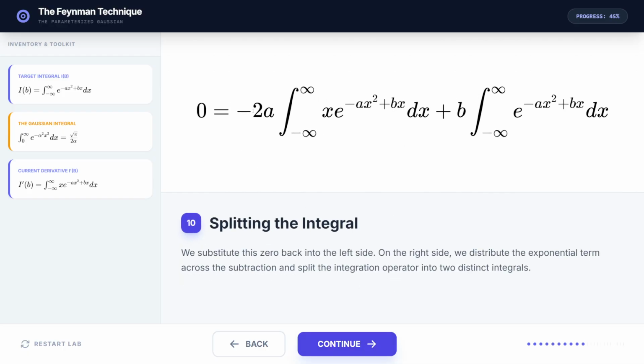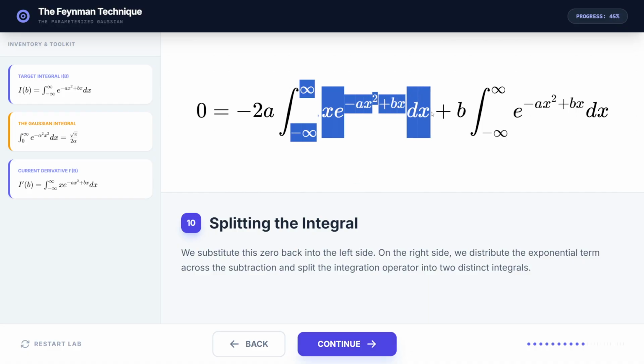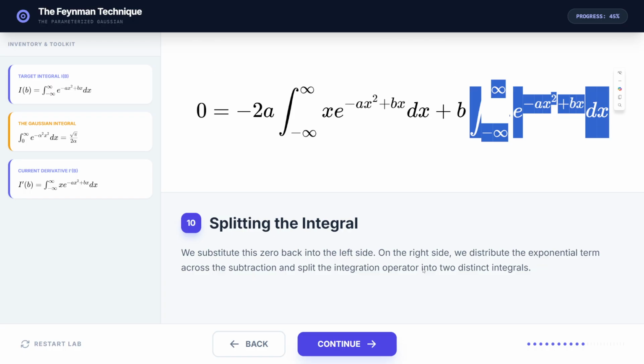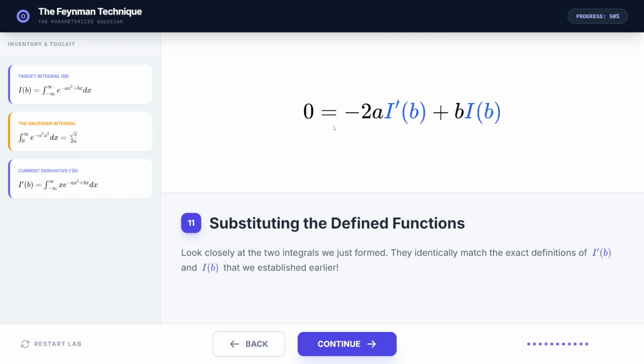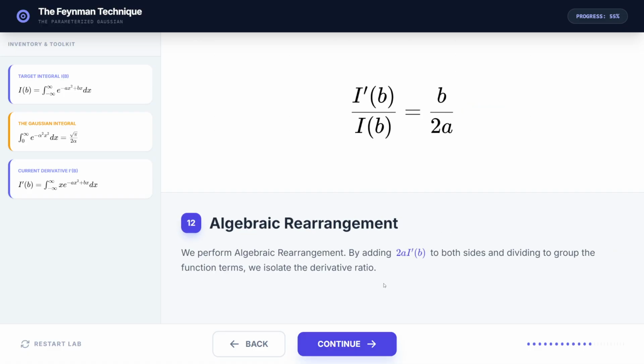So now 0 is equal to this after we rearrange and perform a little bit of algebra, split the integral, and factor out constants and all that stuff. All right, so now we have this. And you'll note, look at this. This part right here is exactly I prime of b, and this part right here is exactly I of b. So we have 0 is equal to negative 2a I prime plus b I. All right. So we can rearrange that to get this.